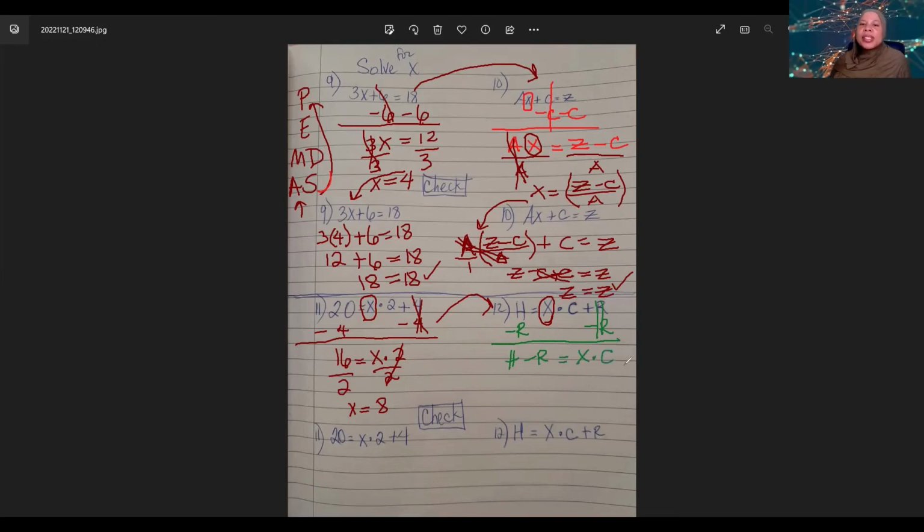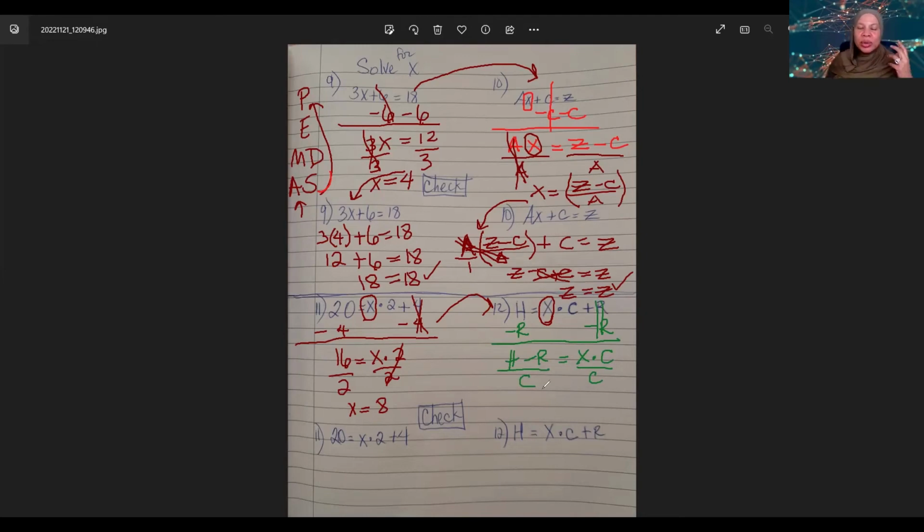Okay, so the opposite of multiplication is division. So I'm dividing everything by c. Now, in class, you can put the C under the H and then the C under the R. You can do that.